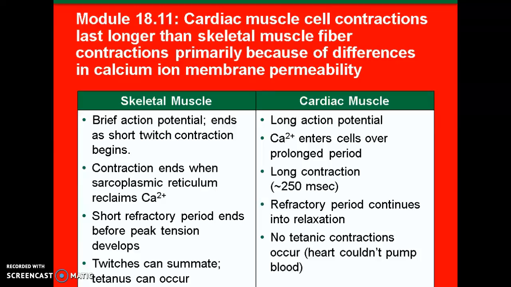Cardiac muscle cell contractions are different from skeletal muscle contractions, primarily because of differences in the calcium ion permeability. So with the skeletal muscle, there was a very brief action potential. With the cardiac muscle, it's longer. With the skeletal muscle, the contraction ends when the sarcoplasmic reticulum takes up that calcium ion. And with cardiac muscle, the calcium enters the cells over a very prolonged period. Skeletal muscles have a short refractory period. Cardiac muscles have a longer one.